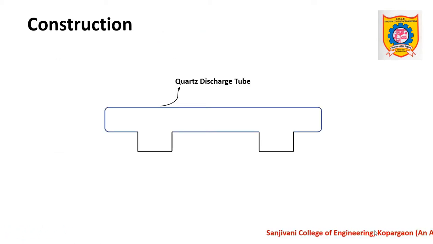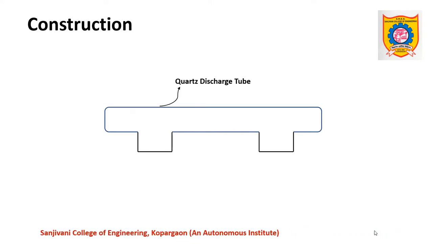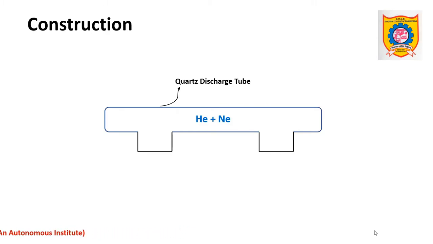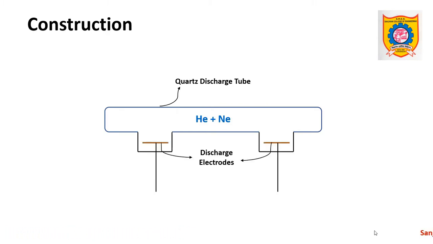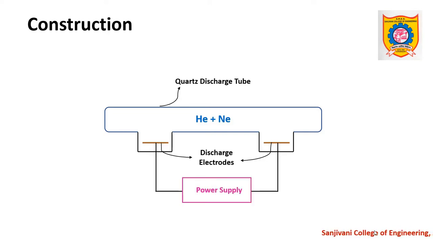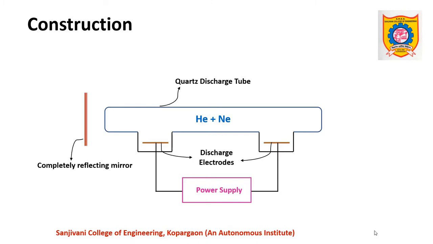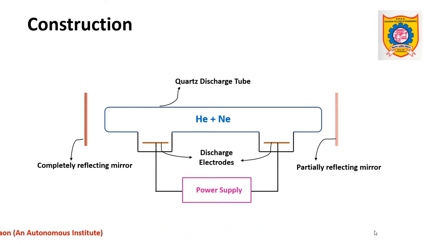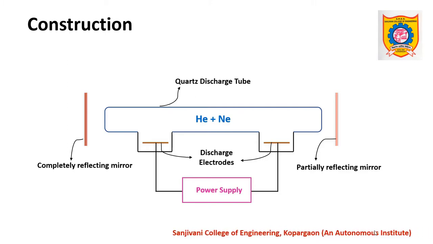It consists of a discharge tube, quartz discharge tube having suitable dimensions, and mixture of helium and neon gases is filled inside it. The mixture is excited with the help of discharge electrodes, which are operated with the help of power supply. At one end it consists of completely reflecting mirror, while at other end it has partially reflecting mirror. So thus this pair of reflecting mirrors represent optical resonator.